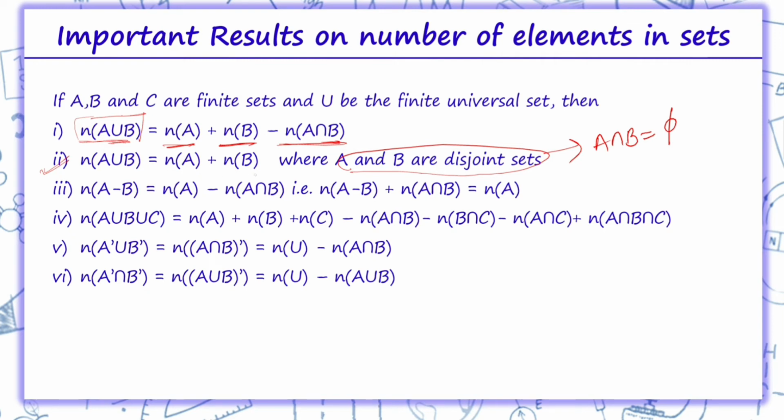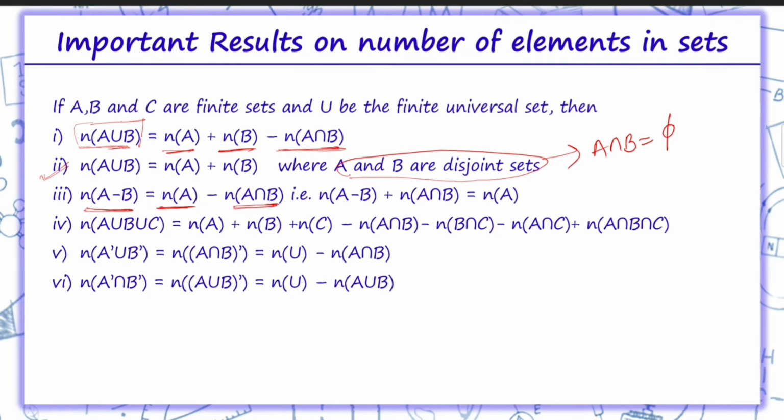Third, as we already studied in our previous videos, A minus B is all the elements of A in which B is not present, that is, the elements of B are removed from A. So in short, n(A minus B) can be written as n(A) minus n(A intersection B), that is, the common elements of both the sets.